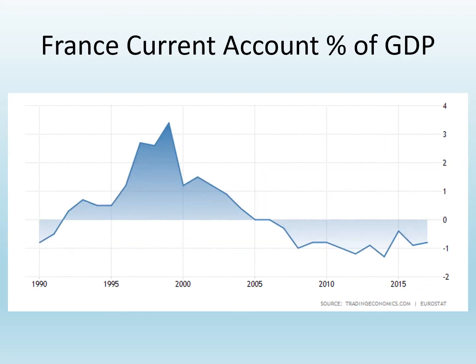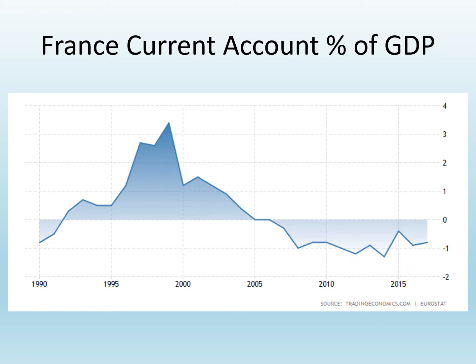We've seen this particular diagram earlier on in the lectures, but let me make the point again. What you're looking at here, in the 1990s, is that France has a current account surplus, which makes it a net saver, and it then has a current account deficit, which makes it a net borrower. So we made that point before.